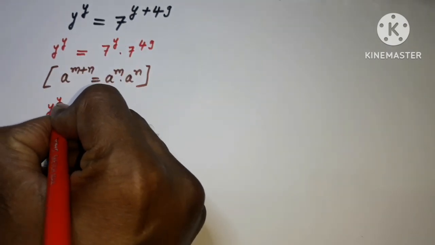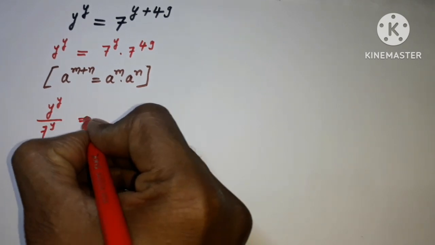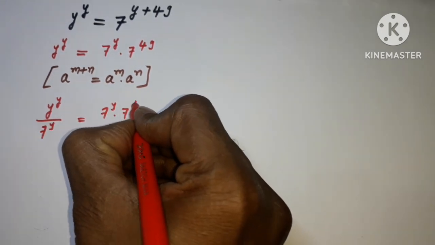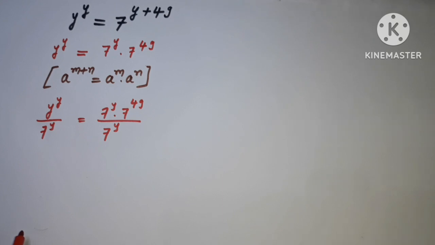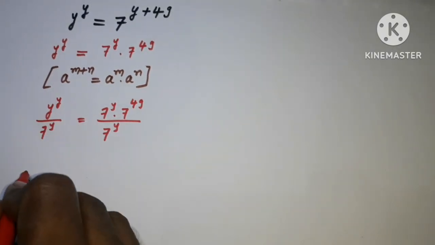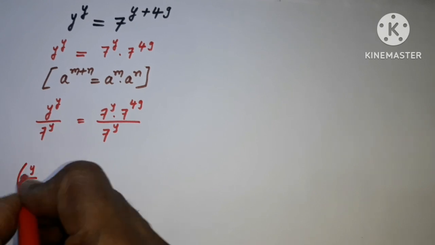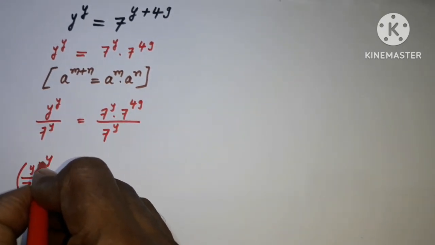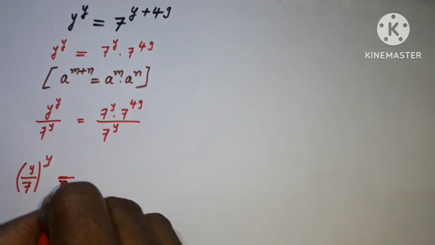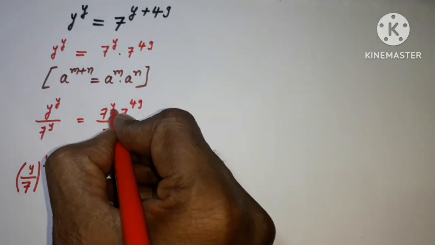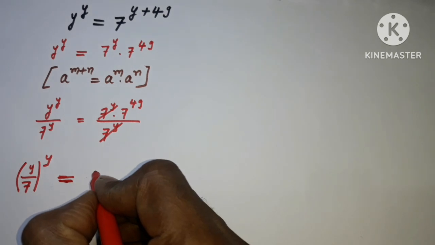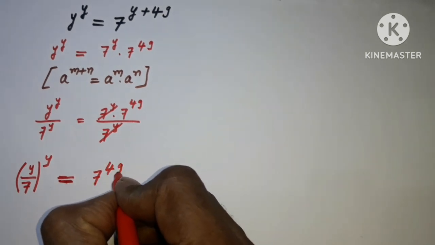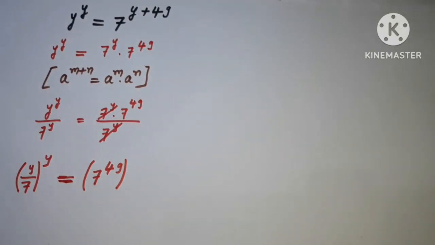So it is y to the power y divided by 7 to the power y, and 7 to the power y into 7 to the power 49 divided by 7 to the power y. That is what I'm going to write over here. This one can be written as y by 7 whole to the power y, and the 7 to the power y cancel each other, and we have 7 to the power 49 over here. Now I need to make the base and power the same.